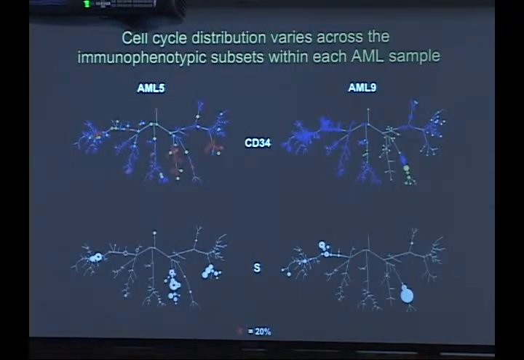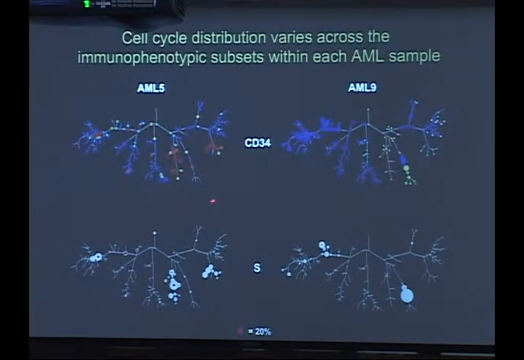We can see there are some interesting differences. For one, AML sample 5 has a much higher relative expression level of CD34, whereas the CD34 positive cells in AML9 are not quite as bright. We can see that most of the AML5 samples are in this CD34 positive branch, whereas most of the AML9 samples are in a slightly different branch. So we can see distinct subtle differences in the immunophenotype.